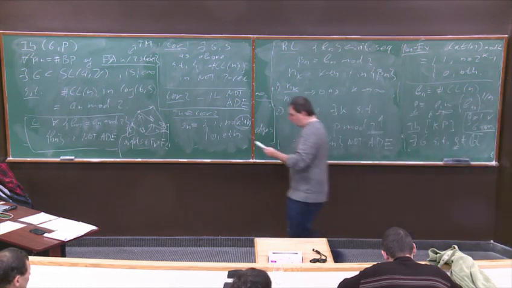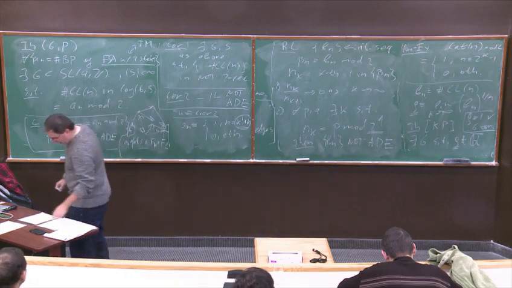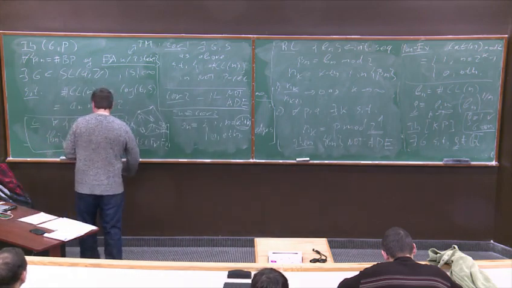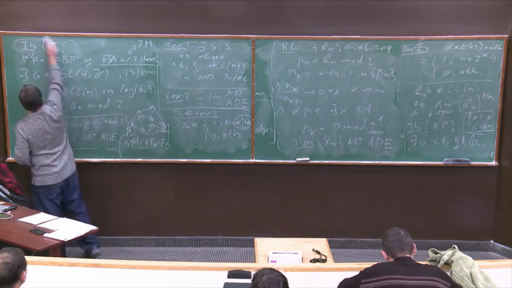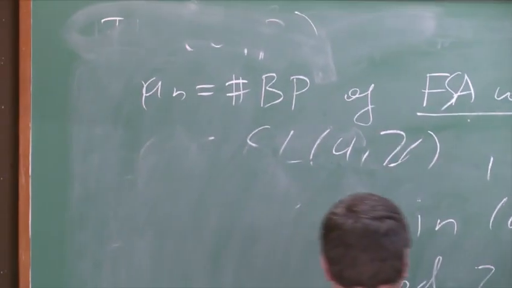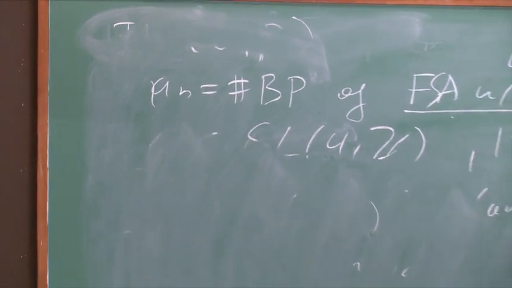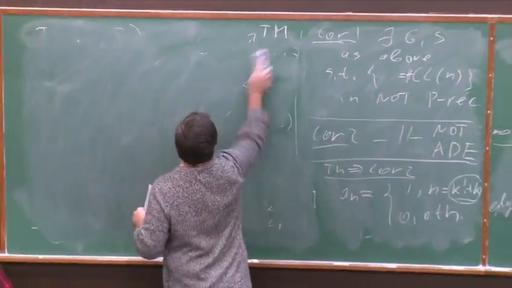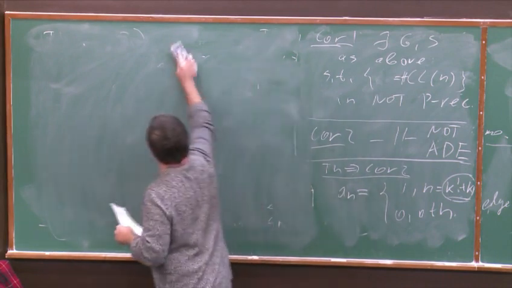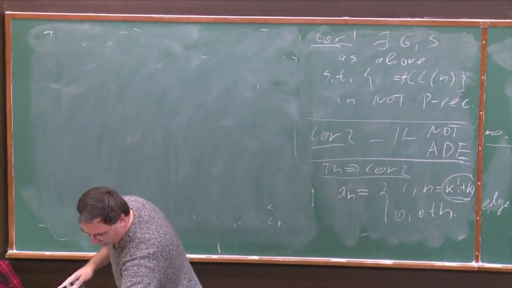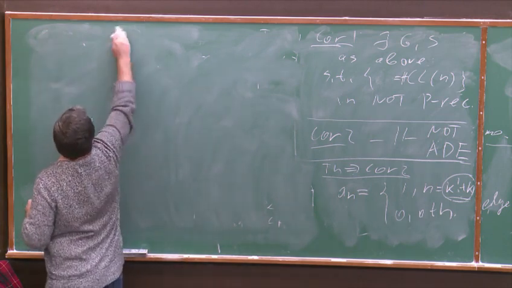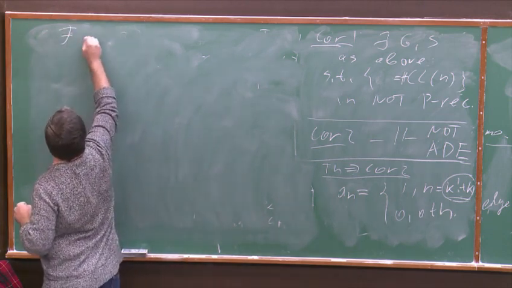Okay, so let me now proceed to the last part. How else can I get bad sequences? And my last version is pattern avoidance. So you've seen the definition before.